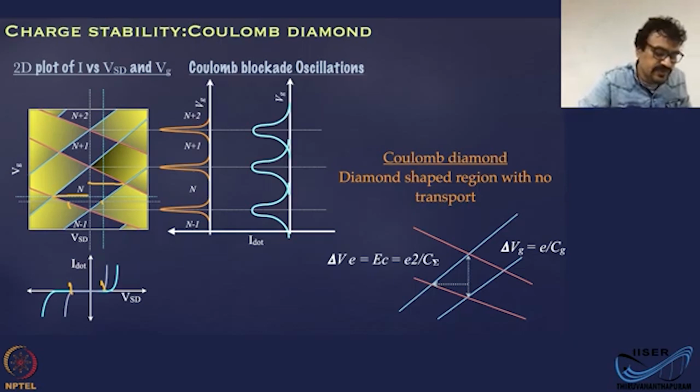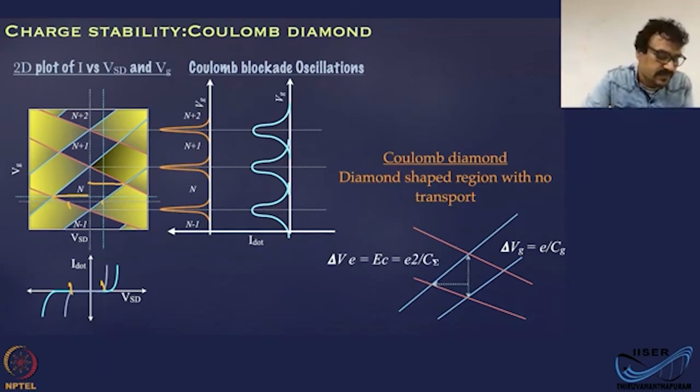And if you look at the geometry, which is plotted here, the distance from the center to the onset of transport should be the charging energy, because that is what is required to overcome the charging energy and put an electron on the island around the dot. So that should be the charging energy. So just from this dimension of this diamond, you can get the charging energy.